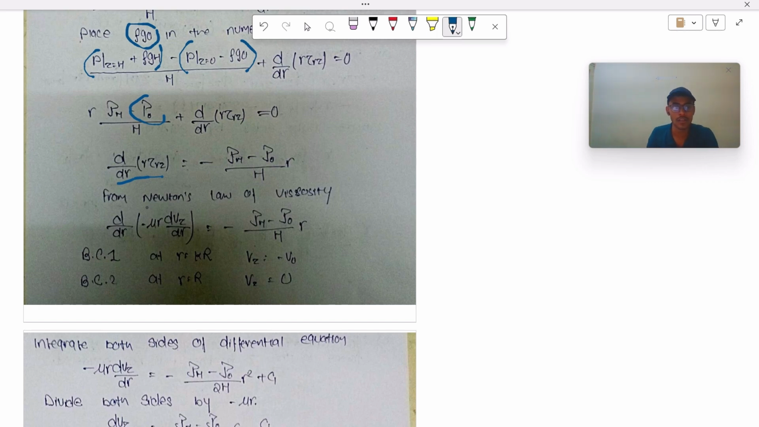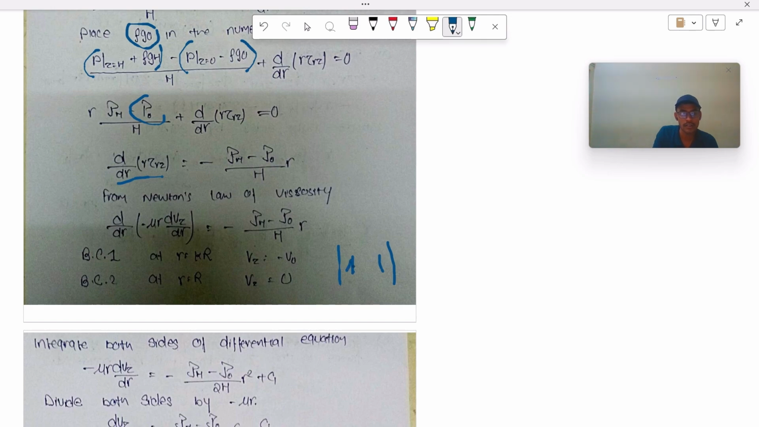And for integration, we can put the value of tau rz from Newton's law of viscosity, as minus mu dvz upon dr, which is equal to minus of the change in modified pressure into delta r. And we have two boundary conditions: at r is equal to 0, vz is equal to 0, that is the no slip boundary condition, and at r is equal to kappa R, vz is equal to minus v naught. This is our cylindrical system and this is the slug. So at r is equal to kappa R, that is at this location, the fluid is moving with the same velocity as the slug.